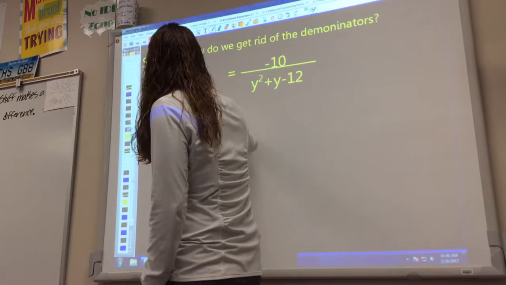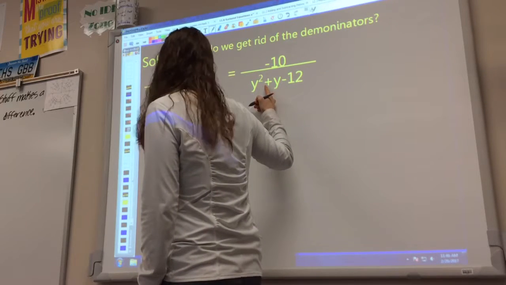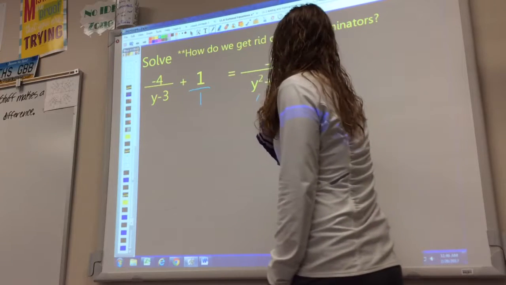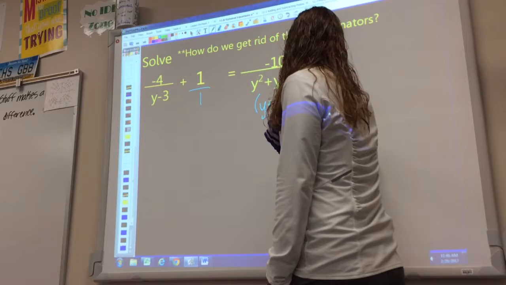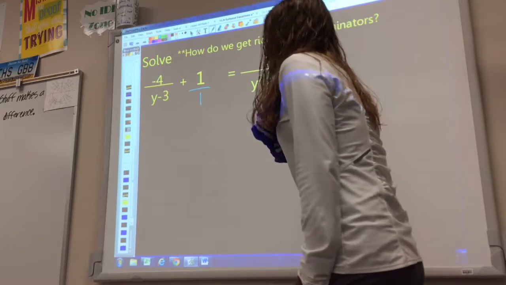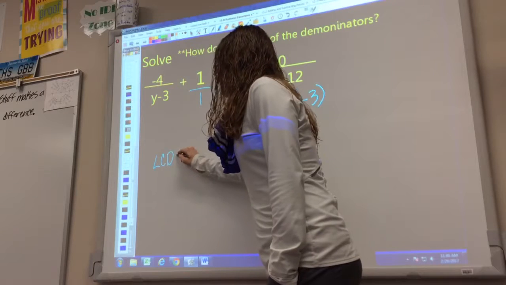Over 1. Is this already factored? I don't know. I can't see. No. Okay, and I'm going to help you out. If we would factor it to this, I'm going to give you 10 seconds to write down your LCD, because that is the most important thing we need to know.